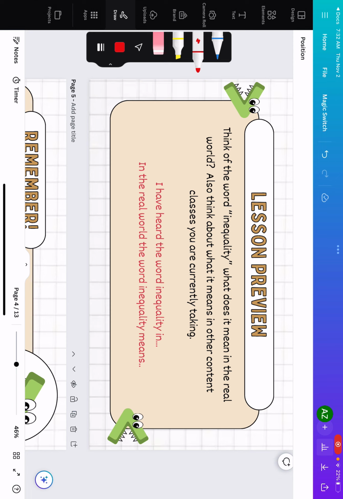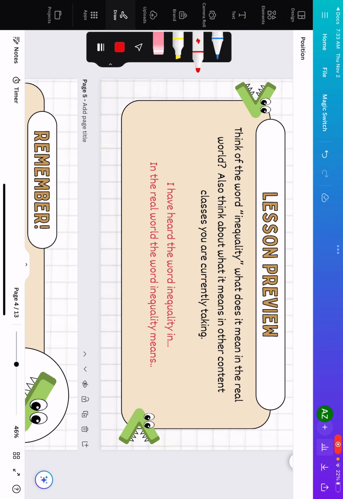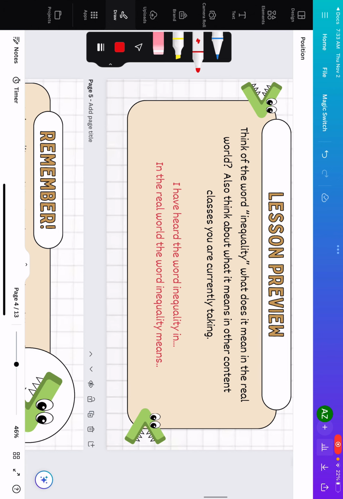Think of the word inequality. What does it mean in the real world? Also think about what it means in the context of classes you're currently taking. So where have you heard the word inequality? And in the real world, what does inequality mean?